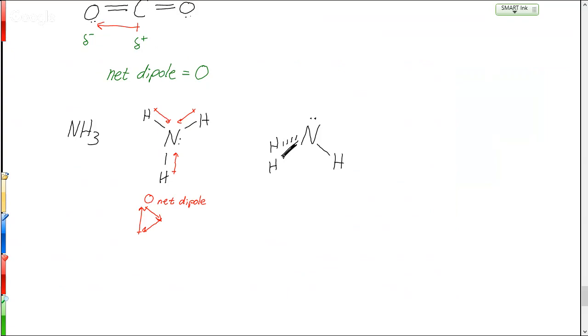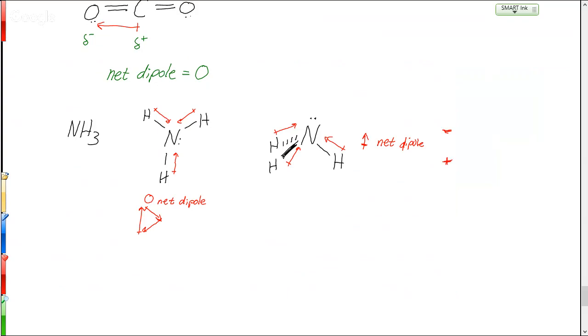If it's pyramidal instead, we can draw the vectors like this. Same bond vectors, because it's the same type of bonds. But they're not all going to cancel each other out now because they're all pointing a little bit up. So the x and y components will cancel each other out, but there will still be a z component sticking up. So the net dipole is going to go up like this, which means we're going to have a negative side up here and a positive side down here.